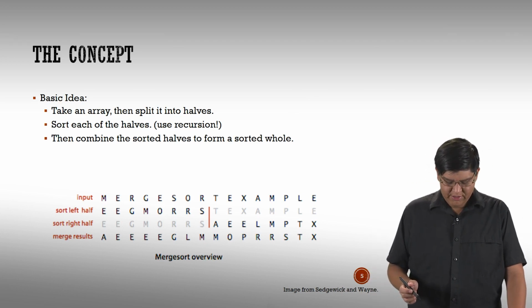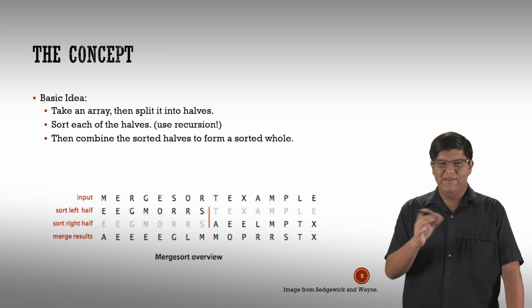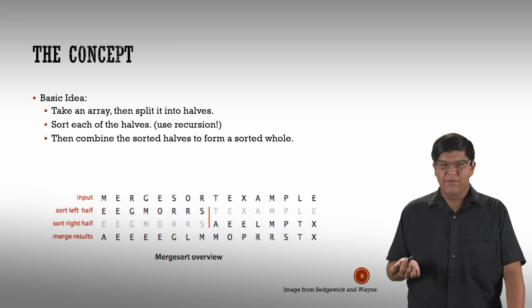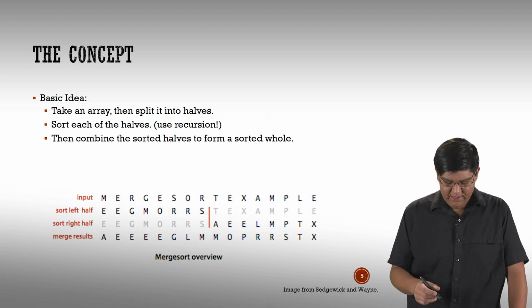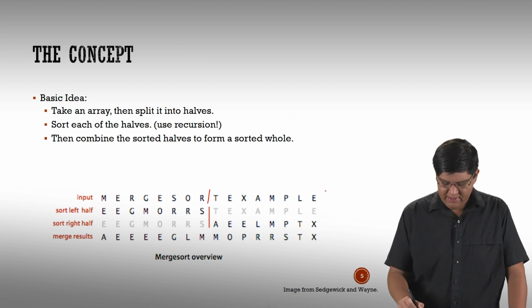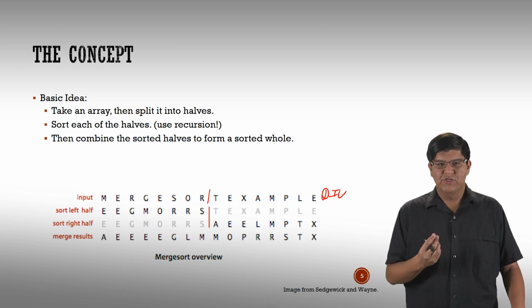So I have my input, right? So my input is merge sort example. I can read it, right? It's text, but it's unsorted with respect to the letter ordering. What happens? Well, first of all, there's the idea of split it into half. And here, this is our divide step. We talked about divide and conquer in a previous video. This is my division. I'm going to divide it, and then I'm going to conquer it.